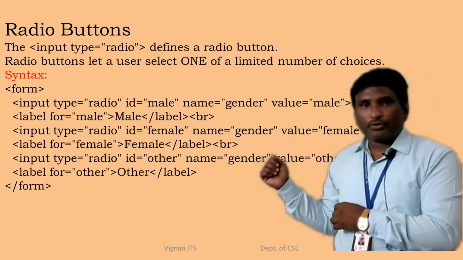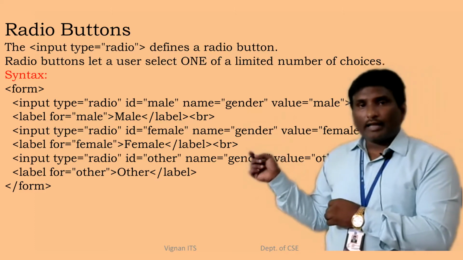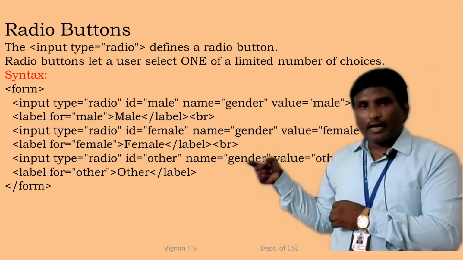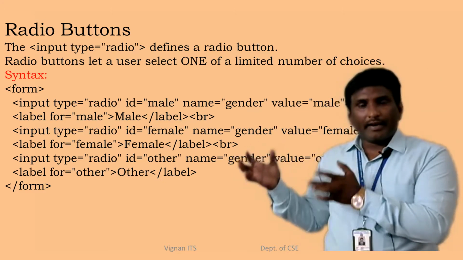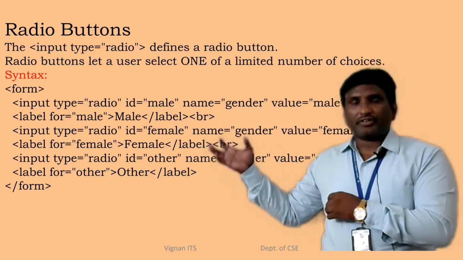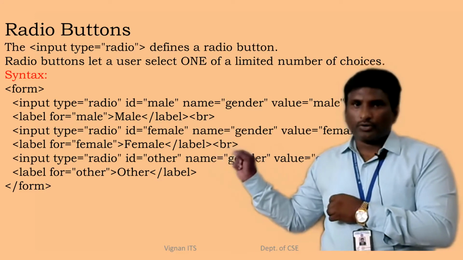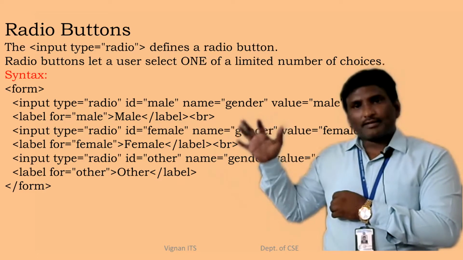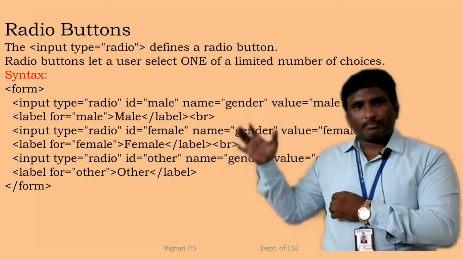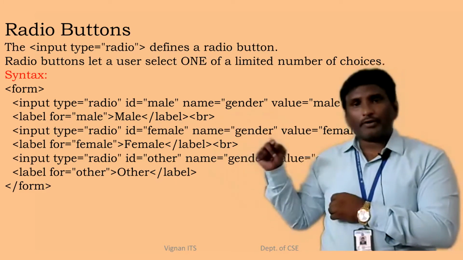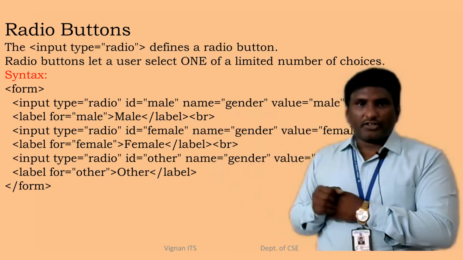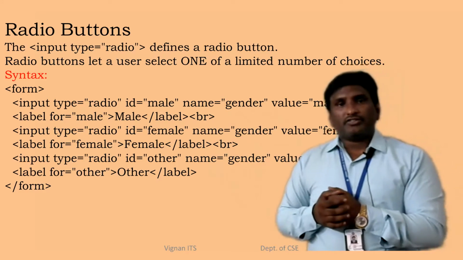Then input type equal to radio and ID equal to other should be matched with the label other. So in that way, radio buttons are created by using input type equal to radio. Understood? We have introduced the extra label concept previously, in text as well as radio buttons, for unique representation. Next, checkbox.